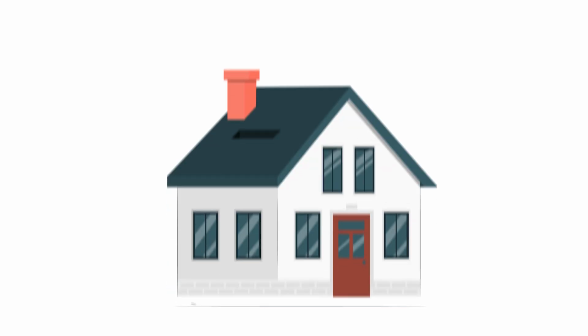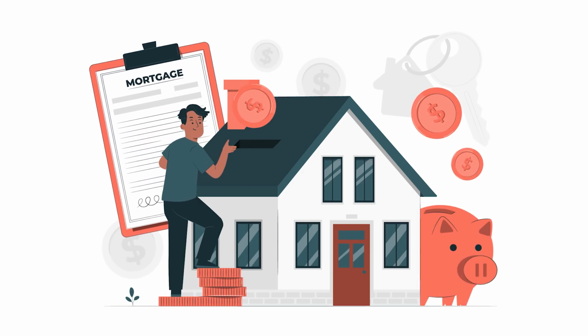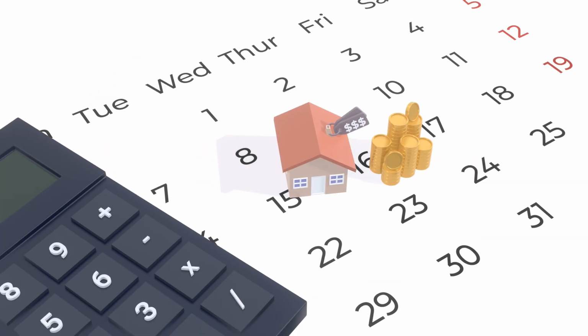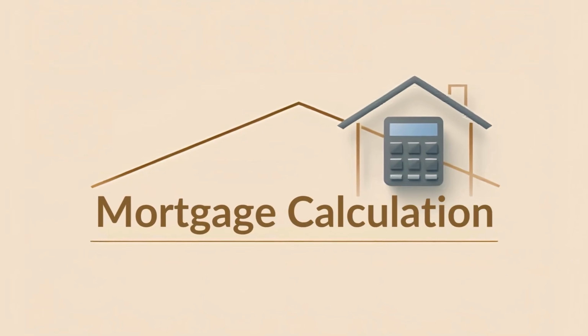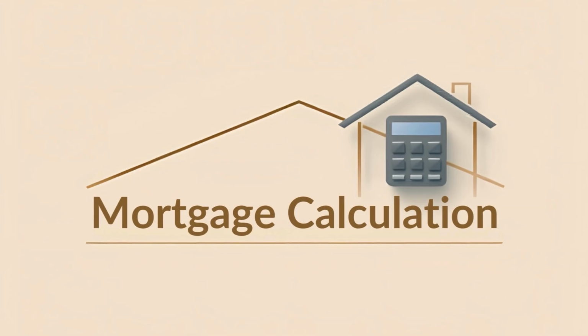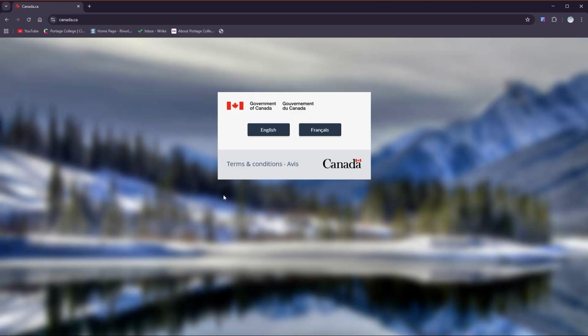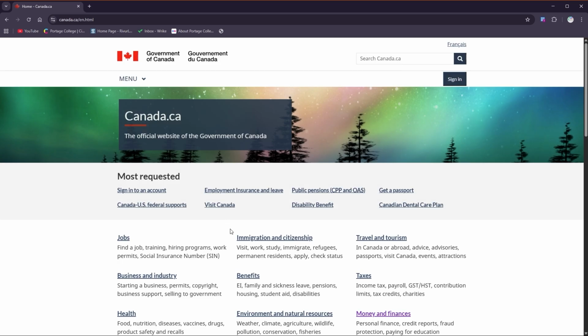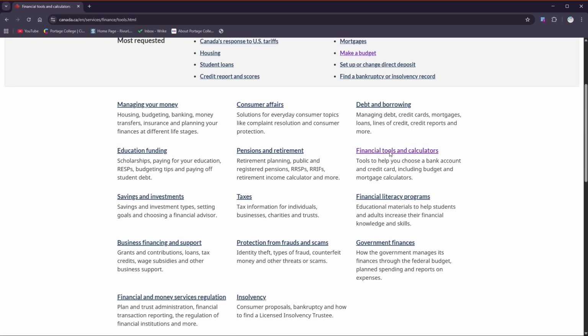So how do you know what kind of money you have to pay out, let's say every month on your mortgage? This is a tutorial about how to do that calculation using a very easy to use tool that's available from the Government of Canada website. Basically, you go to the canada.ca website, scroll down to where it says Money and Finances, and then go down to Financial Tools and Calculators.